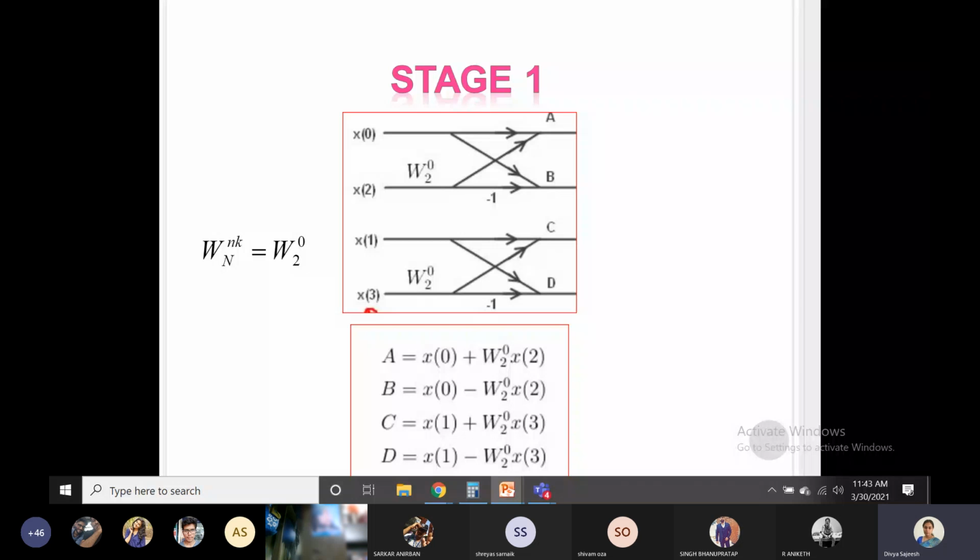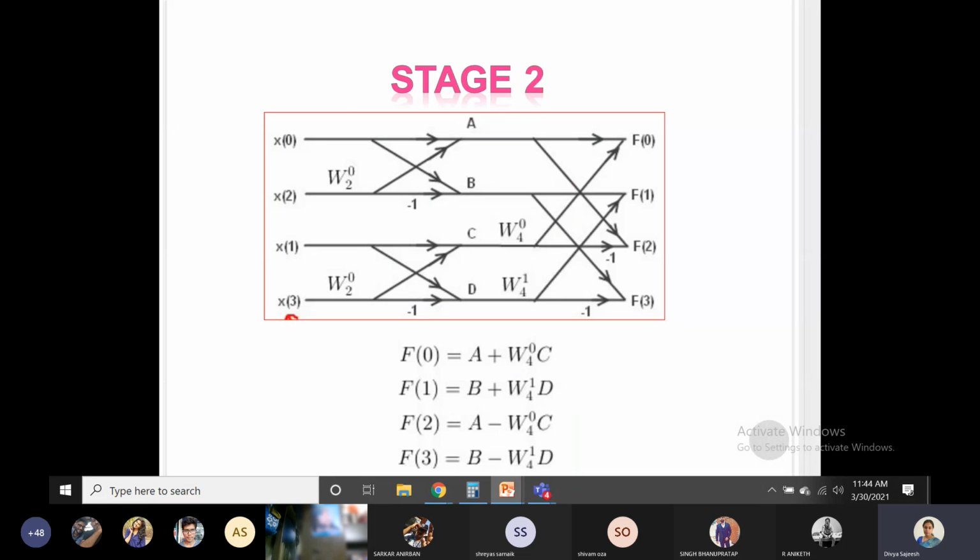So in stage 1, we are using 2 butterfly diagrams. Why are we using 2? Because it depends upon the length of the DFT, and here N is equal to 8, that is why we require 2. So again it depends upon the length.